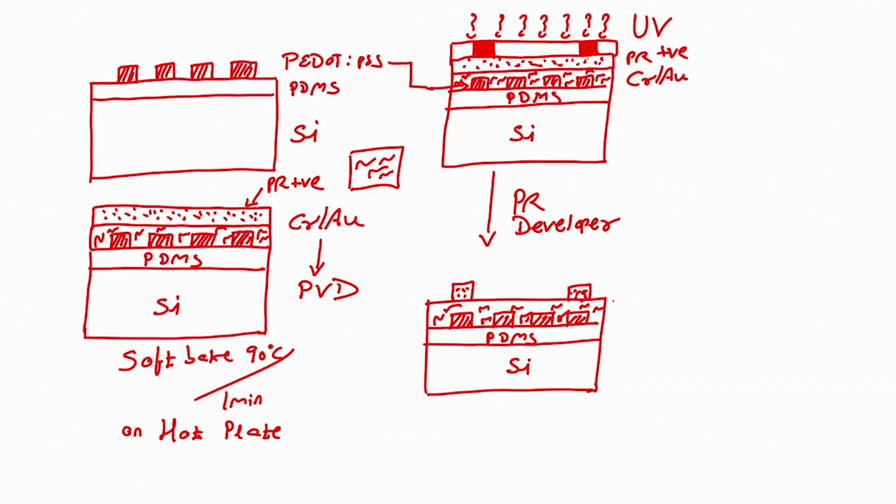What is the next step? This is our chrome gold. The next step would be to etch chrome gold, right. The area which is protected by photoresist will not get etched, the remaining area will get etched. So, when we perform chrome gold etching, what will we get?